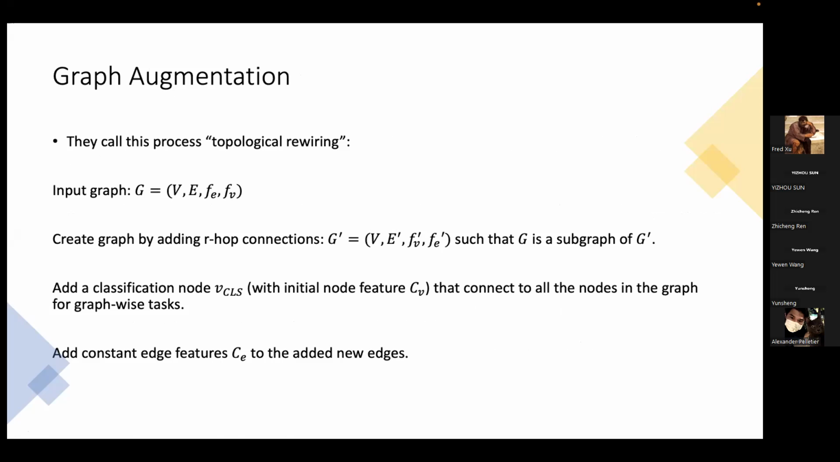And they also added some additional steps to the construction of this new graph. First, for one node, they connect the local R-hop neighborhood, and then they add a new pseudonode, a classification node, to connect all the nodes for a graph-wise classification task or something similar.